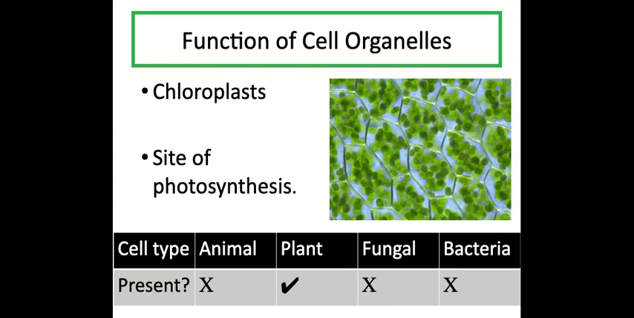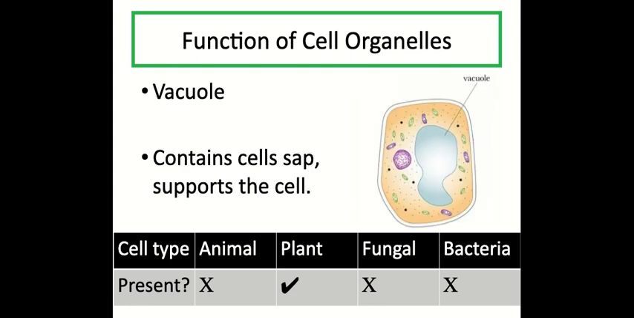Chloroplasts. So chloroplasts are the site of photosynthesis, and they're found in plant cells, not in animal cells, not in fungal cells, and not in bacterial cells. So remember, these are the things that contain a pigment that make the plant cells green, so they are the site of photosynthesis. That's their function. Vacuole was the one that we saw in the plant cell only, not in the animal, fungal, or bacterial cells. It was the space in the middle, and this contains cell sap. So the function is it contains cell sap.